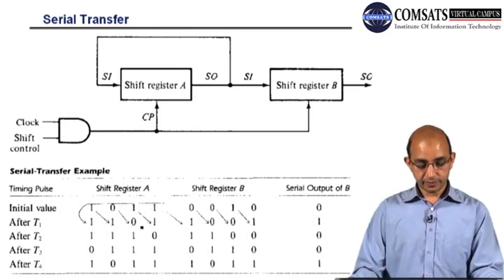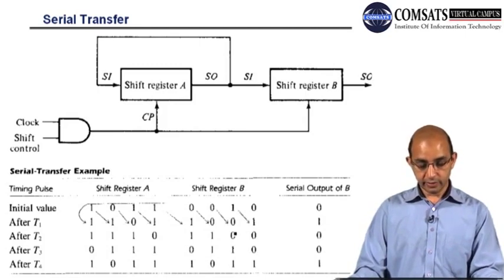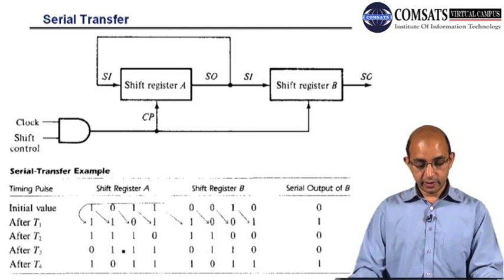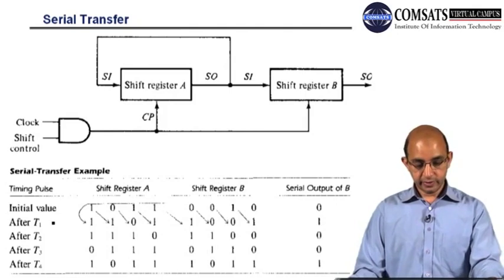In the next clock, zero here, one here, one here, and we have a one here, and that one will move here. That one will move here, zero here, and zero here, and that zero will be the SO, or serial out. On the next clock, this one will move here, this one will move here, and this one will move here, 0, 1, 1, 0, and that 0 will be the output, serial out. So here you can see 0, 1, 1, 1, 0, 1, 1, and this will be the out. So after 4 clocks, we have this scenario.